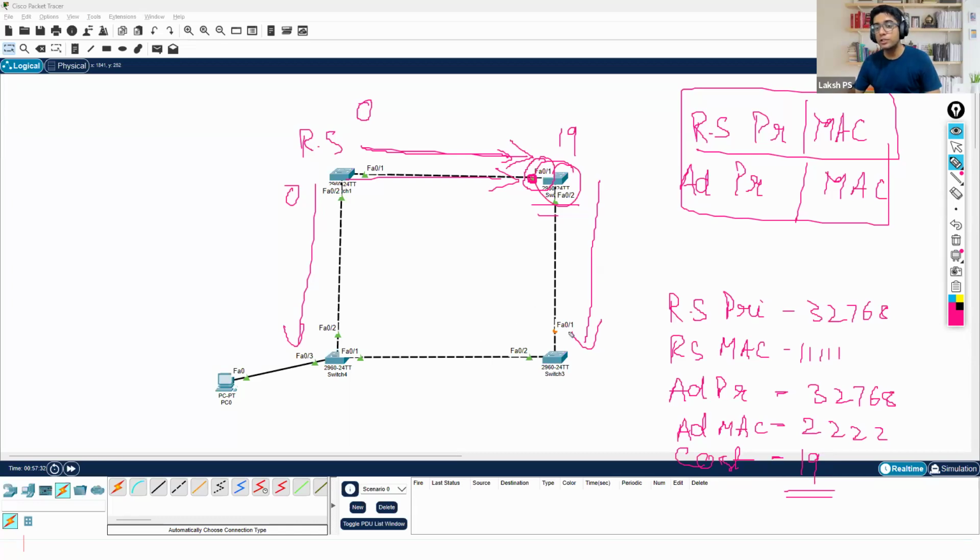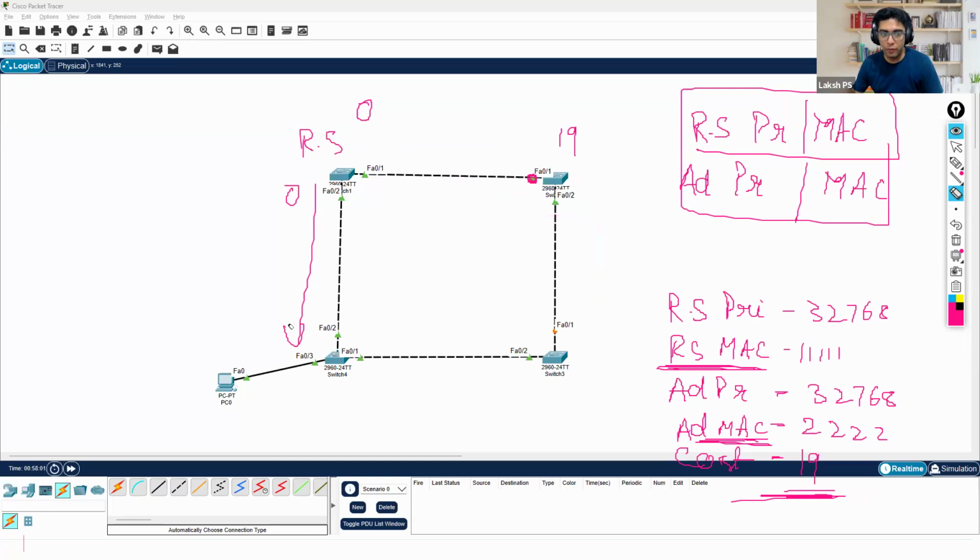So this is how switch 3 will know: I am receiving a BPDU from a switch, that means I'm not directly connected to the root switch, because the root switch MAC address and the advertising switch's MAC address are different. And this switch is saying my cost to reach the root switch is 19. That means obviously I'm not directly connected to the root switch. The same kind of BPDU will be received from the other side as well. Switch 4 will say my cost to reach the root switch is 19.